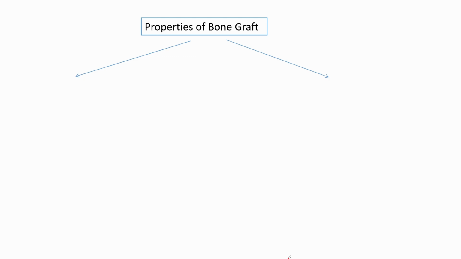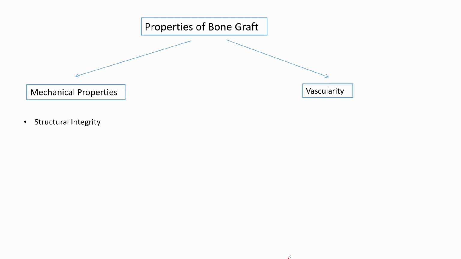Bone graft has two more properties. The first is mechanical property and the second is vascularity. By mechanical property, we mean the structural integrity of the graft, that is how strong the graft is and how much load it can resist.